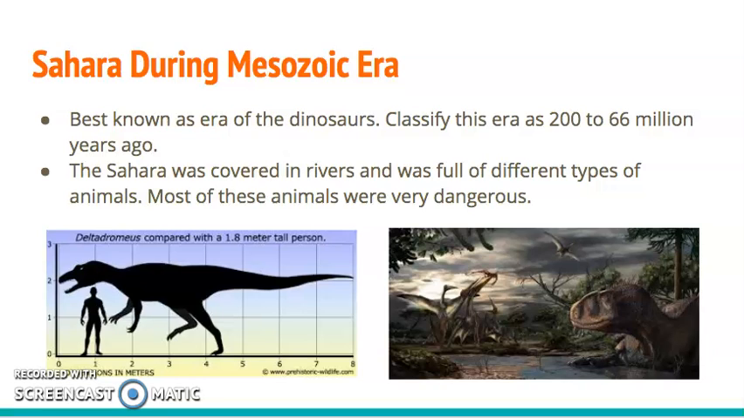A couple of the animals were the saber-toothed Carcharodontosaurus, over 8 meters in length with enormous jaws and long serrated teeth up to 8 inches long, and the Deltadromeus, which is around 8 meters in length and a member of the raptor family with long, unusually slender hind limbs.